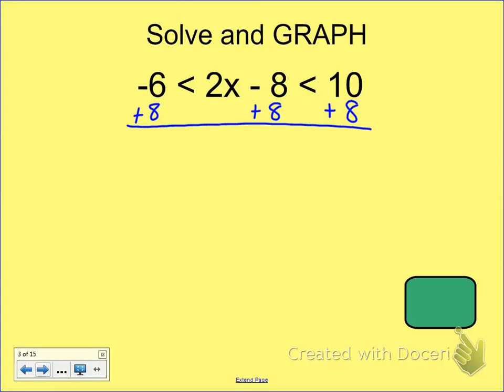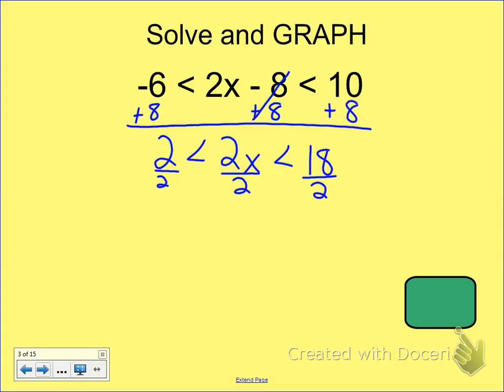So negative 6 plus 8 is 2. Less than in the middle, all you're left with is 2x. And then less than on the right-hand side, 10 plus 8 is 18. Now, what would you normally do if this was an equal sign? That's right, you would divide by 2. So again, you divide everything by 2. And you're left with 1 less than x less than 9. Now, you might think we're done, but we're not done yet.